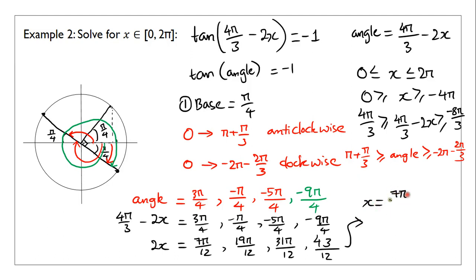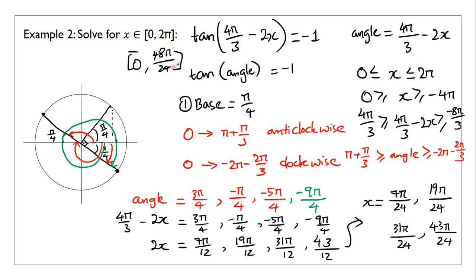7 pi on 12. So 24. 19 pi on 24. 31 pi on 24. And 43 pi on 24. Notice how they all fit within the original domain, because the original domain is actually going to be 0 to 48 pi on 24. So everything actually still fits. It's magical. That's it for this question.